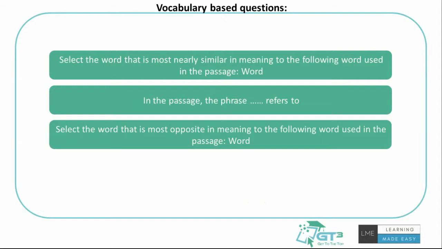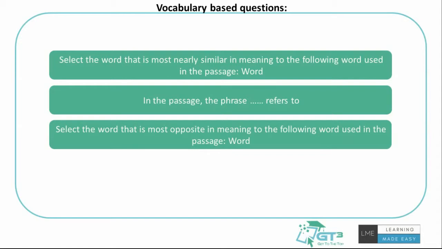Then the vocabulary based questions: select the word that is most nearly similar in meaning to the following word used in the passage. So you'll see a specific word used in the passage, they'll put that word in the question and ask you to pick the antonym or synonym, similar in meaning or opposite in meaning, right? Or, in the passage, the phrase so and so refers to, right? And then you'll see 4 or 5 options explaining the meaning of it.